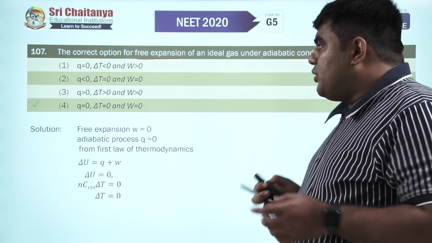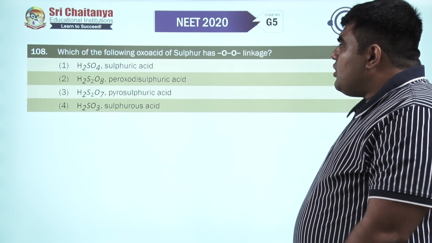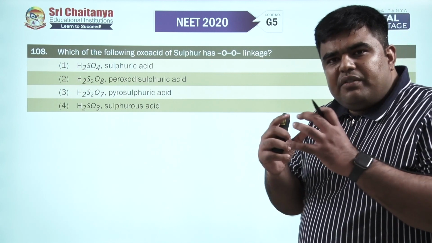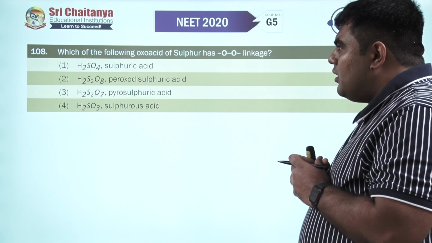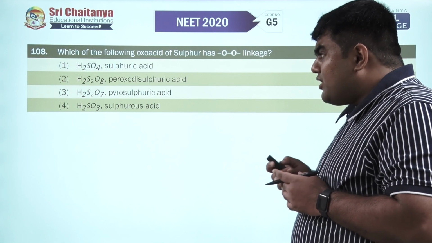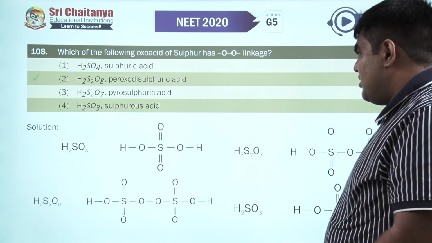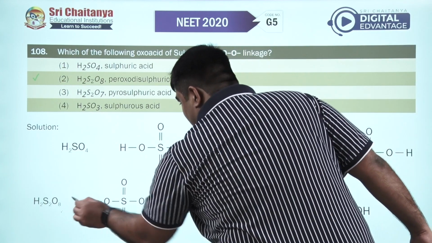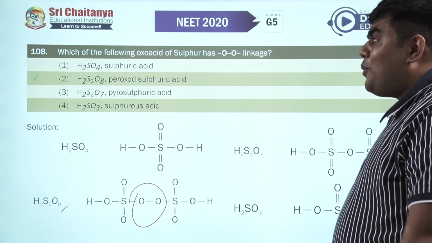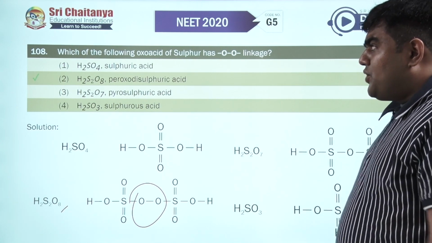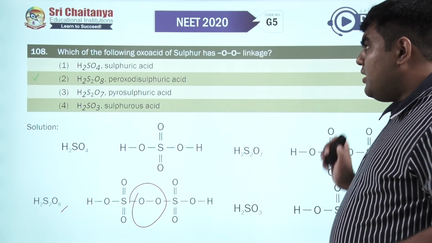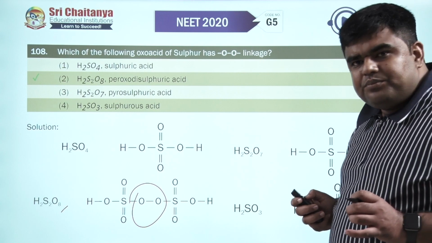Let's move to question number 108. Which of the following oxo acid of sulfur has peroxy linkage? That is the linkage between oxygen and oxygen. We have H2SO4, H2S2O8, H2S2O7 and H2SO3. If you look at the structures, we know that H2S2O8 has a peroxy linkage here. That means the second option is the only correct option for question number 108, that is H2S2O8, peroxodisulfuric acid.